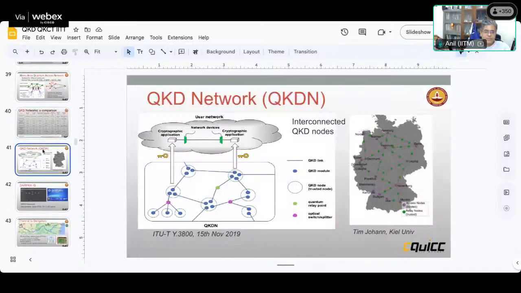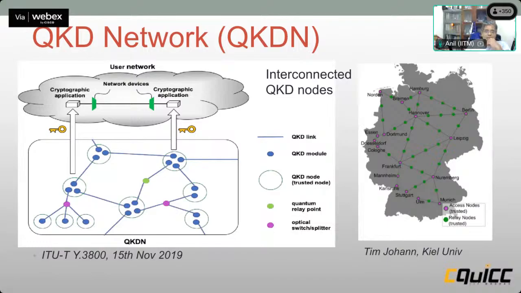So what are we trying to do? We are actually trying to build these kinds of networks, right? If you look at the network itself, it has a cryptographic application that is working on the cloud. It has a QKD network in the bottom. So this is the physical layer, and you have what are called QKD modules sitting inside a QKD trusted node, and each node is then connected to another node on this optical fiber.